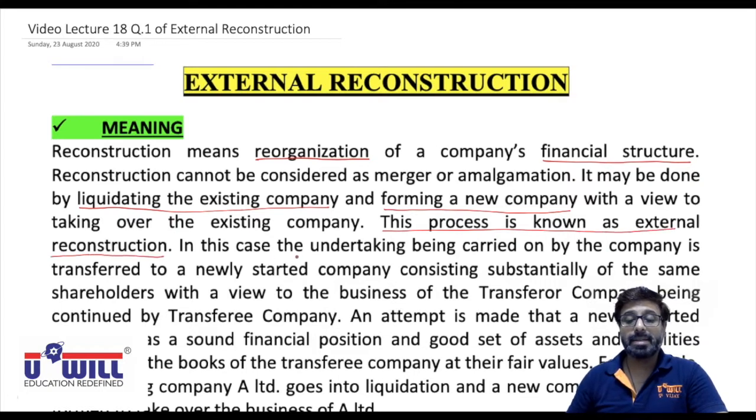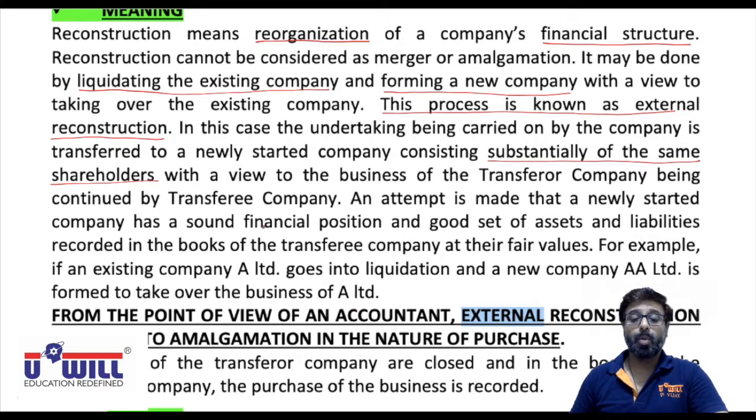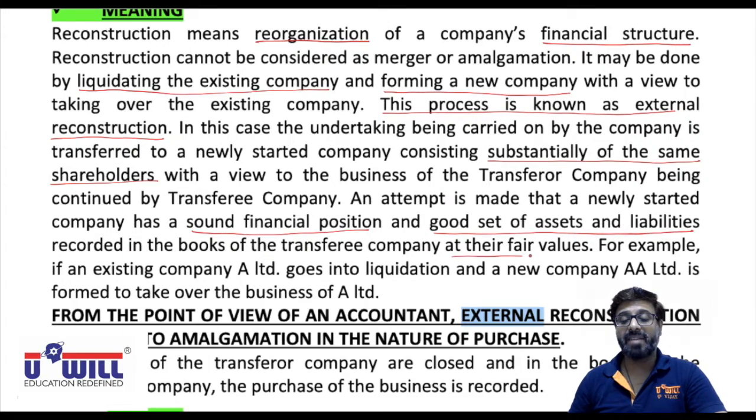In this case, the undertaking being carried on by the company is transferred to a newly started company consisting substantially of the same shareholders. Means all the shareholders remain same only. As I said, shareholders, assets, liabilities, everything remain same, with a view to the business of transferor company being continued by transferee company. An attempt is made that a newly started company has a sound financial position and a good set of assets and liabilities recorded in the books of transferee company at their fair values.